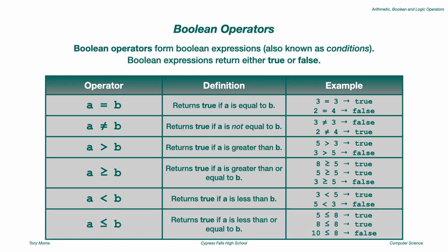Then lastly, the less than or equal to operator, which returns true if A is less than or equal to B. For example, the expression 5 is less than or equal to 8 is true because 5 is in fact less than 8. The expression 8 is less than or equal to 8 also evaluates to true because 8 is equal to 8. However, the expression 10 is less than or equal to 8 evaluates to false because that is a false expression. 10 is not less than or equal to 8.